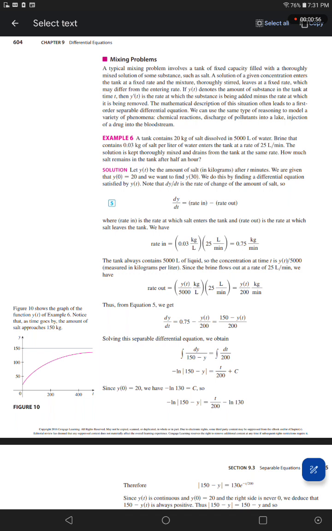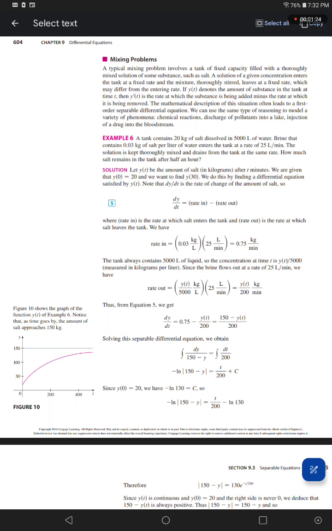The mathematical description of this situation often leads to a first-order separable differential equation. We can use the same type of reasoning to model a variety of phenomena: chemical reactions, discharge of pollutants into a lake, injection of a drug into the bloodstream.